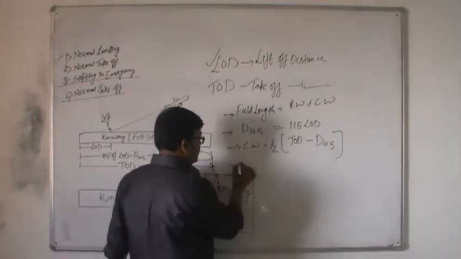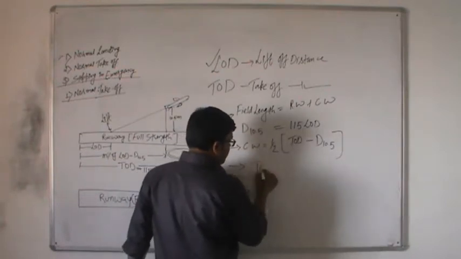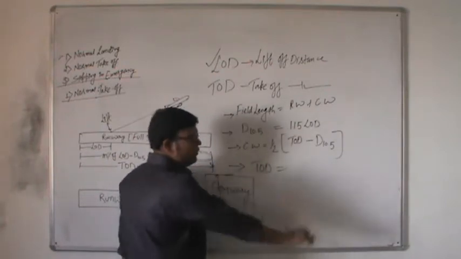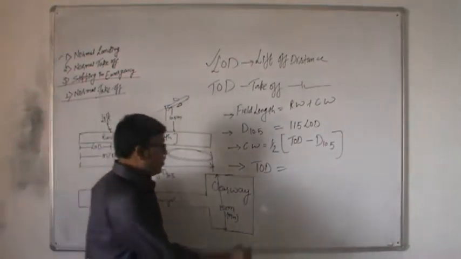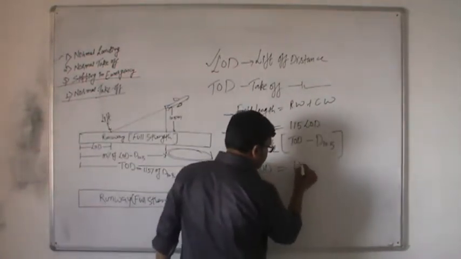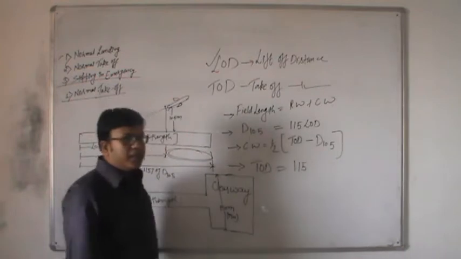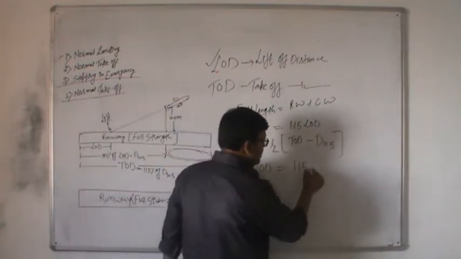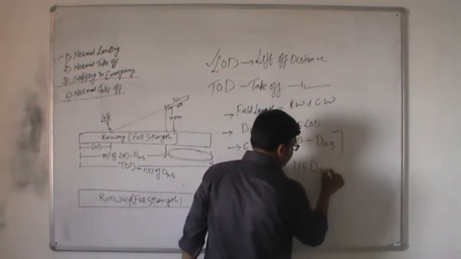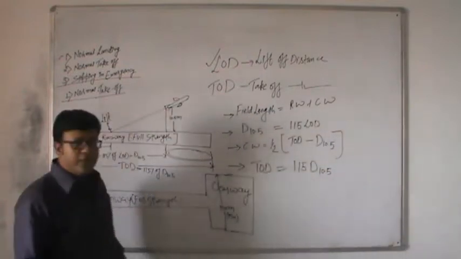Then we can see the next, the takeoff distance. This takeoff distance is nothing but 1.15 of the distance to reach a height of 10.5 meters. That means D 10.5. This is the takeoff distance, right?